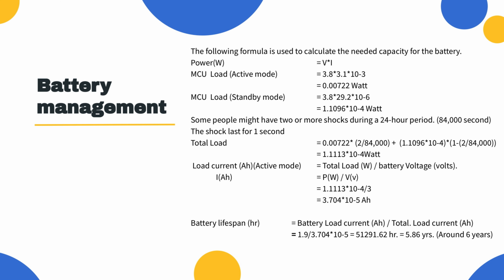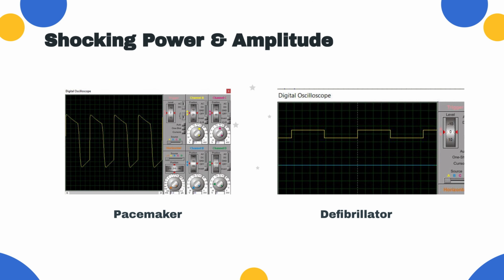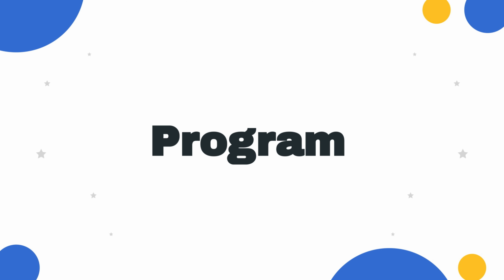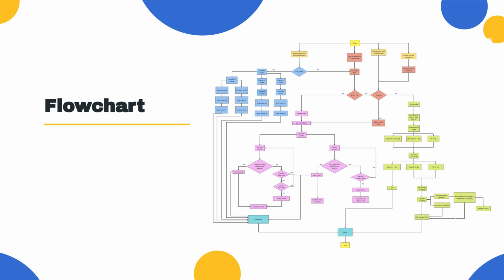for about 6 years. The following signals are the shocking power and amplitude signal of the pacemaker and defibrillator that we simulate in Proteus using a digital oscilloscope. We will present a program flowchart to show the details of program operation. This is the overall of our program flowchart.